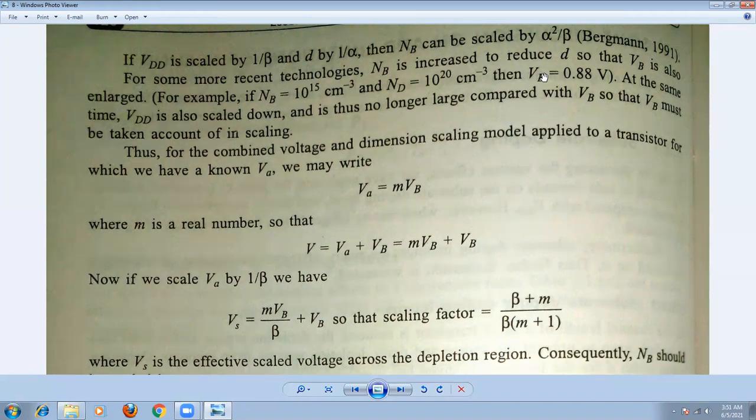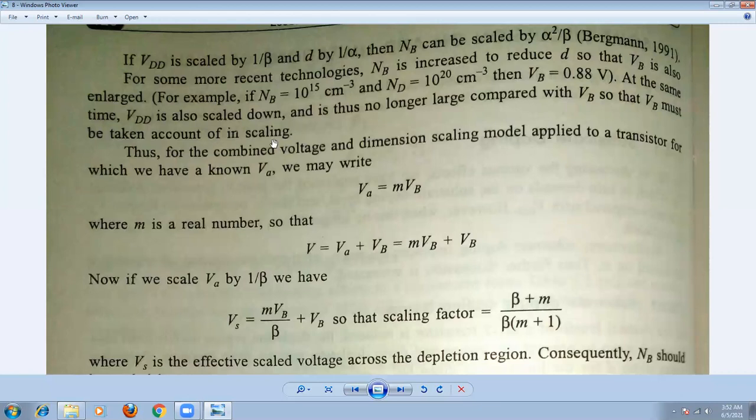When VDD is scaled down and VB increases because of the increased doping concentration, what happens now? In the previous condition we were neglecting the value of VB, but now because VDD decreases, we are not going to neglect the value of VB here. That condition no longer exists. The value of VDD is no longer large compared with VB, so you have to take the value of VB into account in the scaling process.